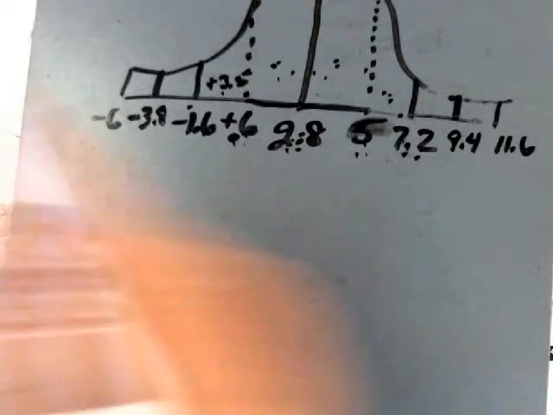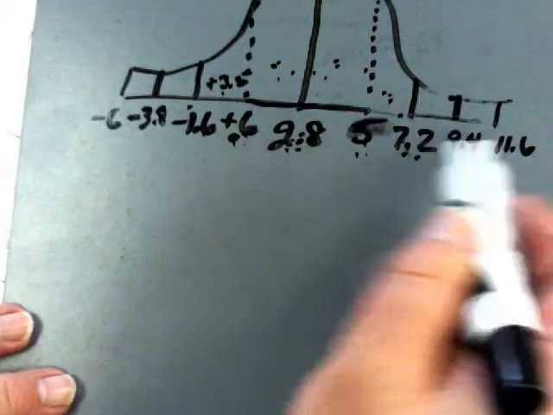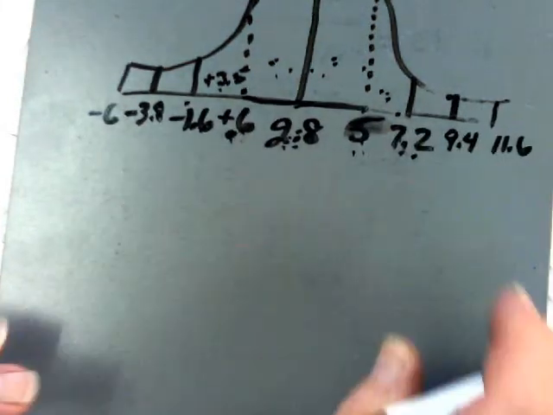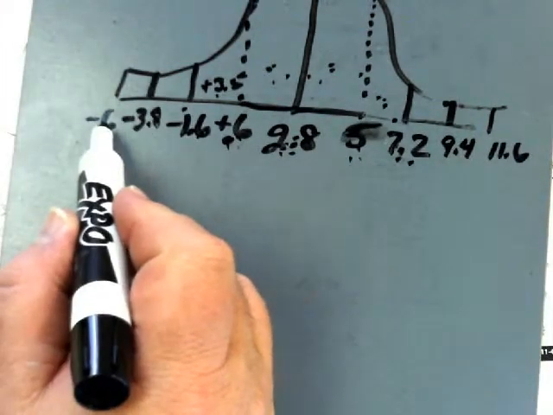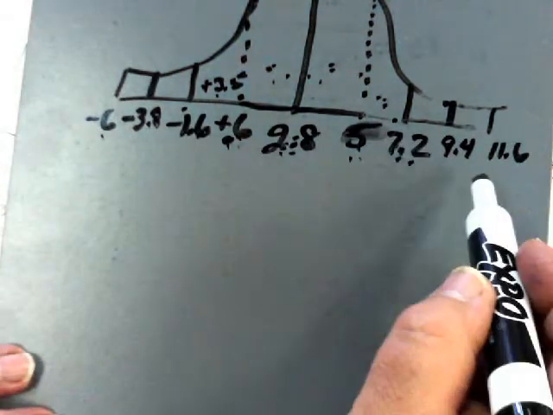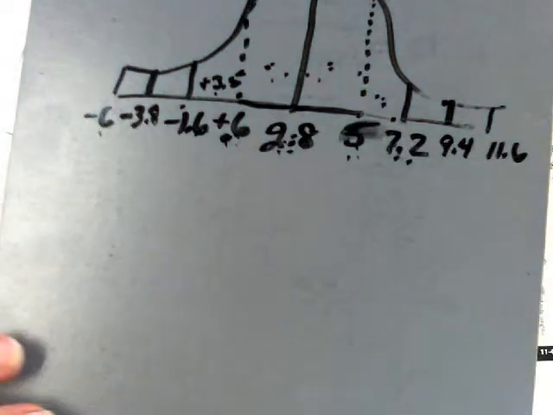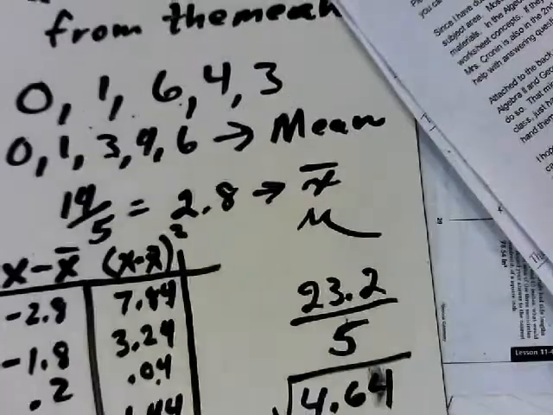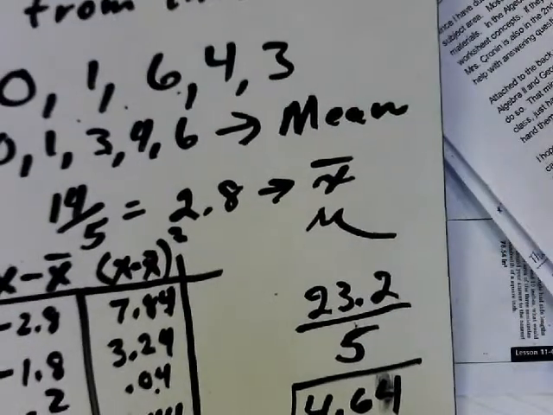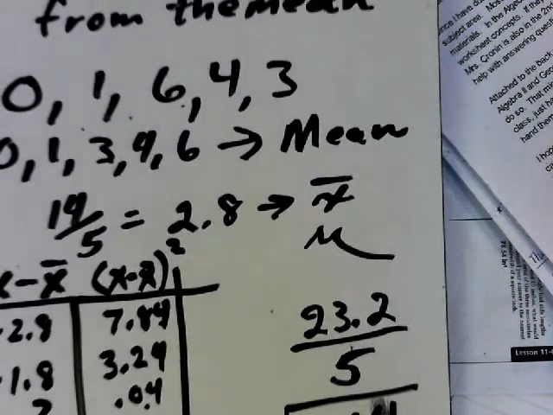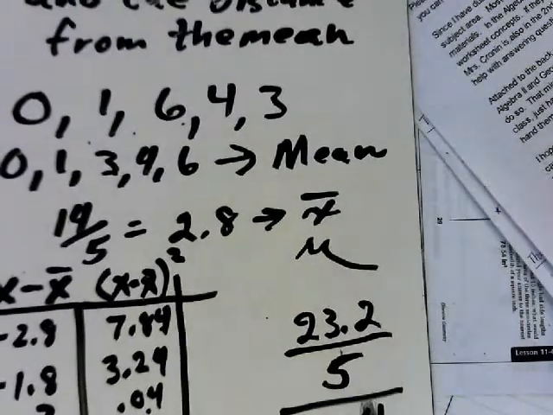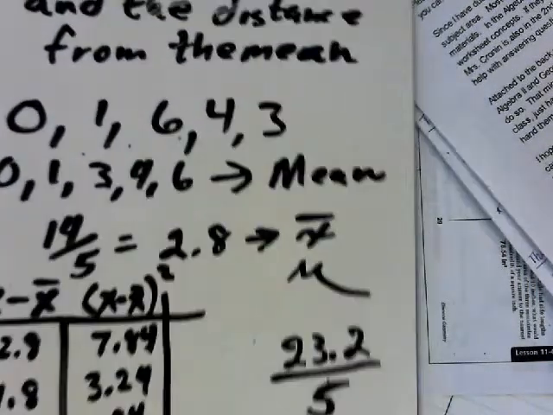Okay. If I looked at all of these numbers, would 100% of my numbers, and that's what it's saying, have to exist between negative 6 and 11.6? Do 100% of my numbers exist between there? Yeah. It's 34, then 13.5, then 2, and 6. Okay?